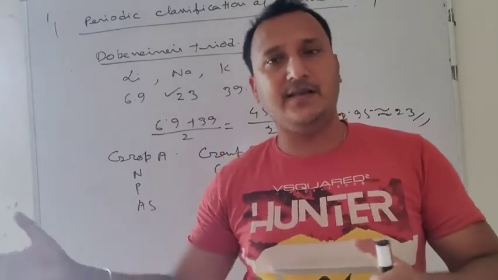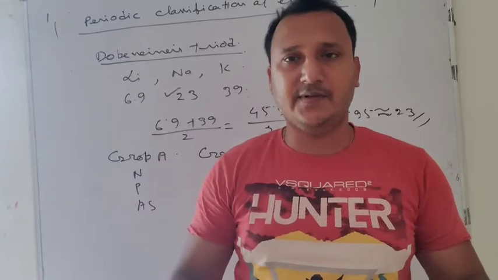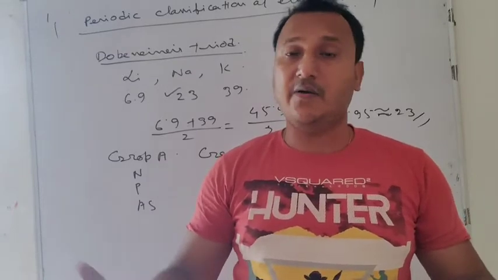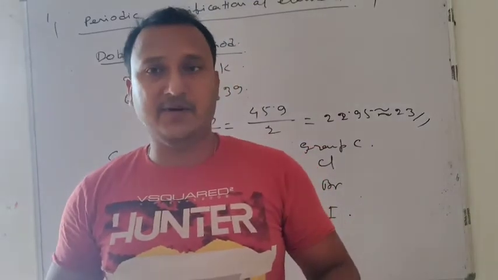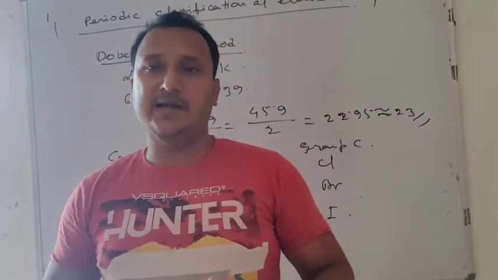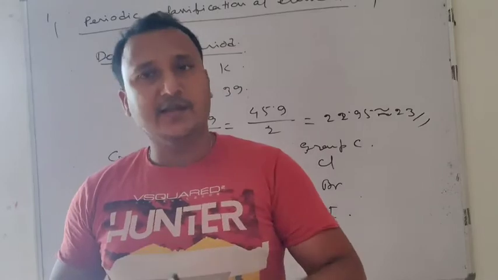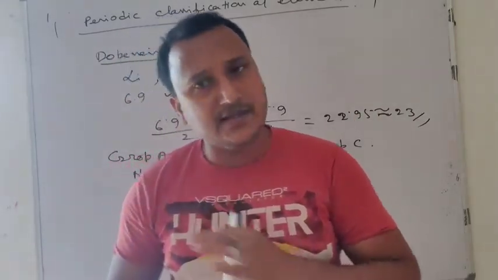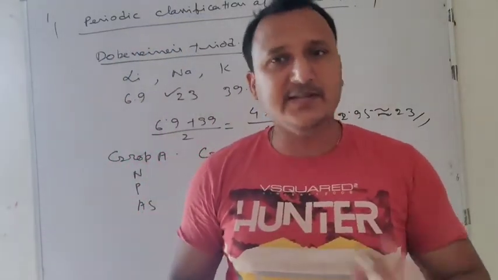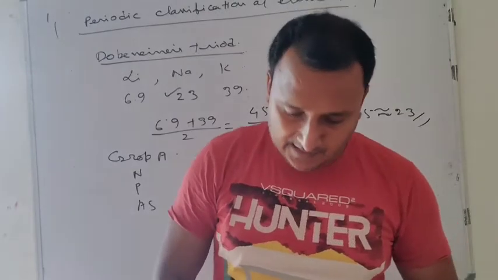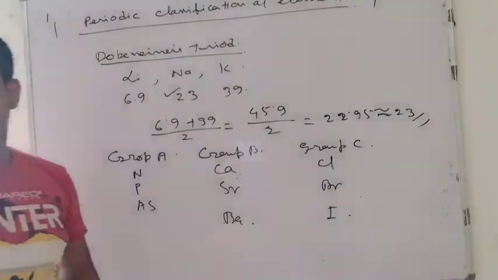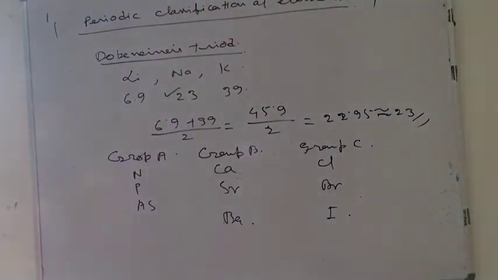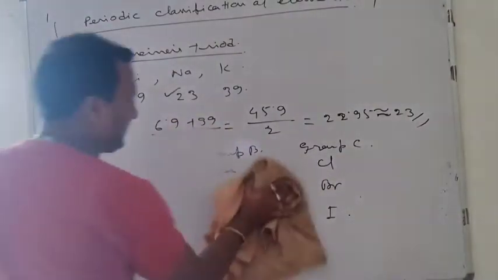We have to apply it to every element. All the elements present in the periodic table we must consider all of them. But Dobereiner could not do that, and therefore his periodic table was completely eliminated. That means it was nullified, it was not accepted, it was rejected. Okay. Now, second periodic table, it was given by Newlands and that is known as Newlands law of octaves.